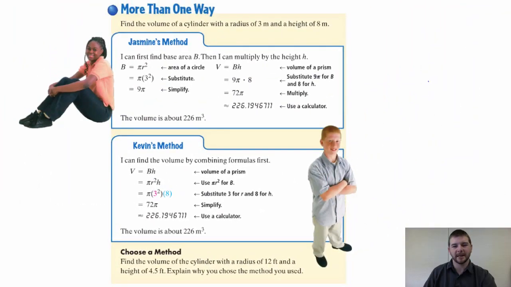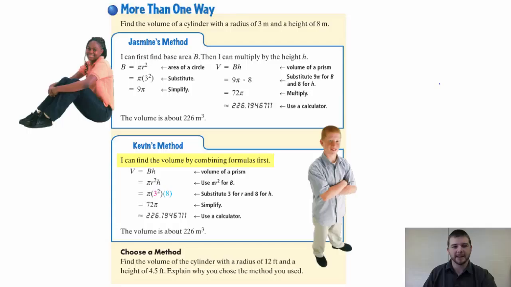Keep in mind in problems like these and many other math problems, there are often many, sometimes infinitely many, techniques to get the right solution. Let's check out these two methods for finding the volume of a cylinder that has radius 3 meters and a height of 8 meters. Well, Jasmine says I can first find the base area B, then I can multiply by the height h. And so you can see she does her work, finding the base area, capital B, and then multiplying by h. That sounds very familiar. I think that's the technique we used in the previous examples.